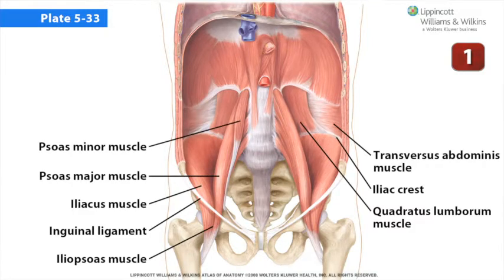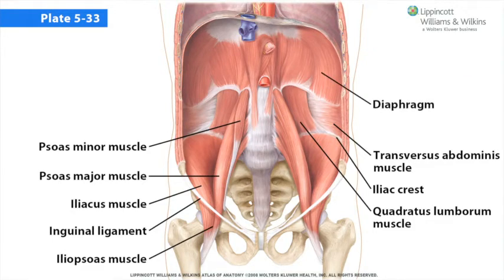The psoas minor, which runs on the anterior surface of the psoas major, is absent in about 50% of the population on one or both sides. Its origins and insertions vary, but most often it arises from the body and/or transverse process of the first lumbar vertebra and inserts on the superior pubic ramus. The psoas minor receives its motor innervation from a branch from the ventral ramus of L1. It is a weak flexor of the vertebral column.